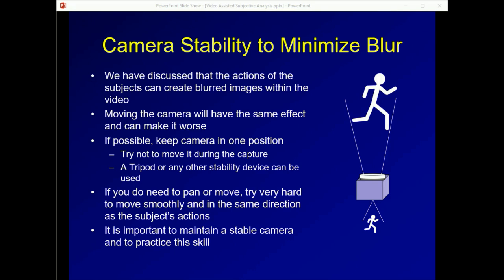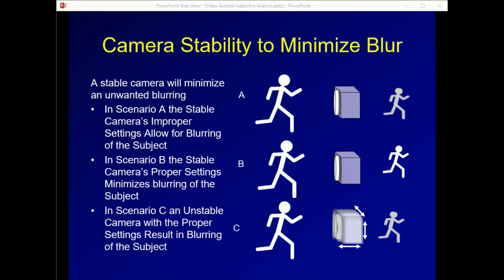If you need to pan or move, try very hard to move smoothly and in the same direction as the subject's actions. It is important to maintain a stable camera and to practice this skill. Here are some examples of how a camera's movement can affect the image captured.